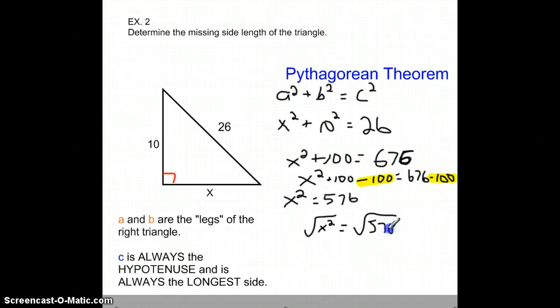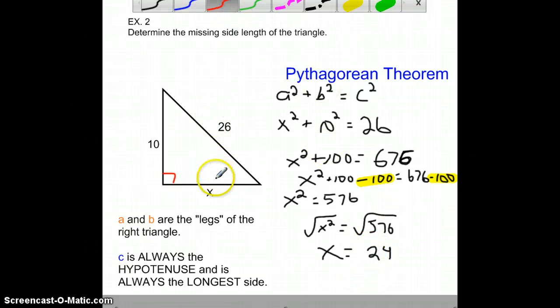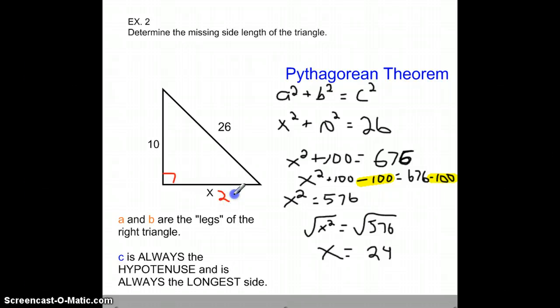And as I was saying, I know the square root of 576 is 24. Okay, and I know the square root of x squared is x, right? So x times x gives me x squared. 24 times 24 is 576. Okay, so the length of this side right here is actually 24. So there's two different examples, and basically that's going to cover the bulk of your Pythagorean theorem questions.